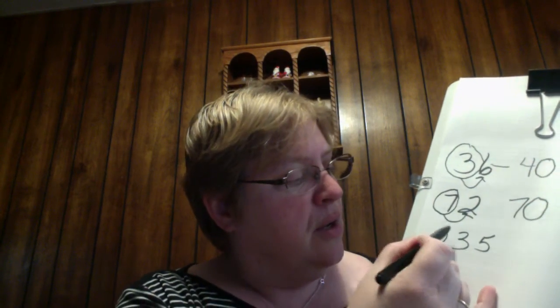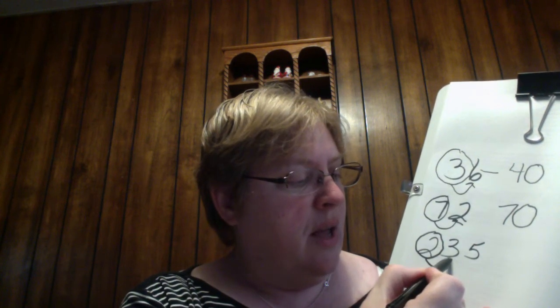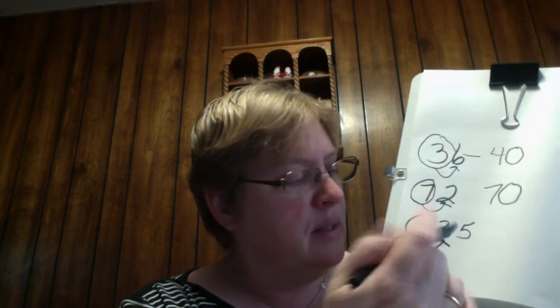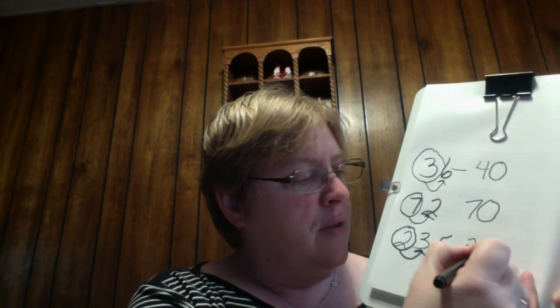Now I want to try it with some hundreds. So let's say I have 235. I want to round it to the nearest 100. So I look at the place value, the hundreds. I look next door. If it's 5 or bigger, add one more. If it's 4 or less, let it rest. Well, it's a 3, it's less than 4. So I'm going to keep the 2 there, and everything after is a 0. So 235 rounded to the nearest 100 is 200.